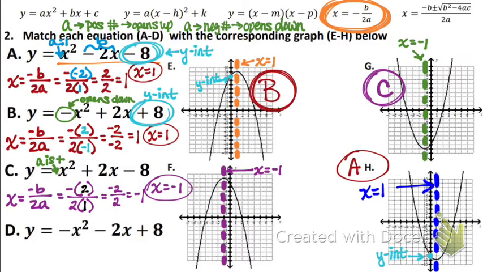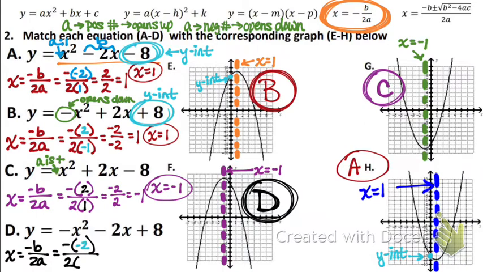So F goes with which one? D. We have a y-intercept of 8. It opens down. And if I do negative b over 2a, that's going to simplify to be 2 over negative 2. So it simplifies to negative 1. So axis of symmetry of negative 1. Y-intercept of 8 opens down. What else would you guys like to see?